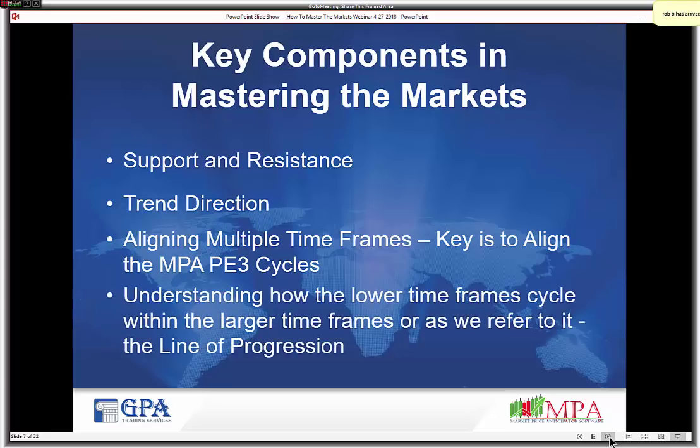And of course, once you start to align the time frames, then we're going to go on and teach you how the lower time frames cycle within the larger time frames, and we like to refer to that as the line of progression.